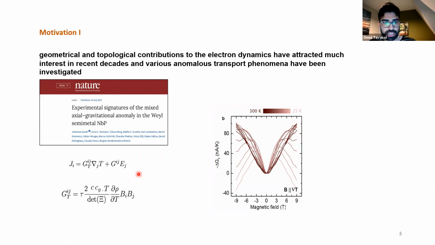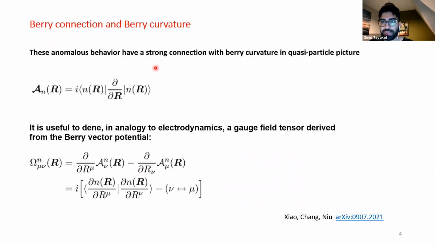There is a strong connection between Berry curvature and these anomaly coefficients. So let me introduce what Berry connection and Berry curvature are. If you have a Hamiltonian with, let us say, a set of parameters, I call them R, then you can introduce a Berry vector potential, or Berry connection, as this quantity here, and |n(R)> is the eigenstate of the Hamiltonian, which can vary with your parameters.